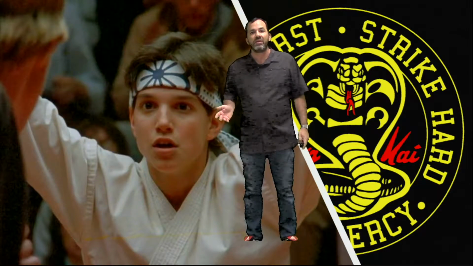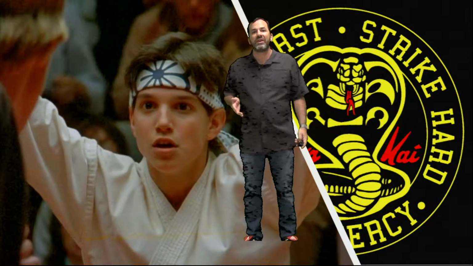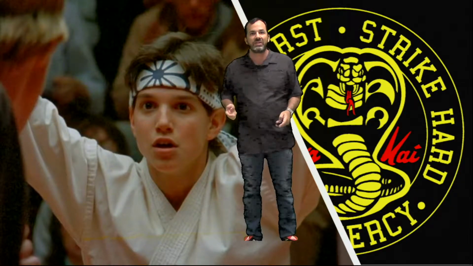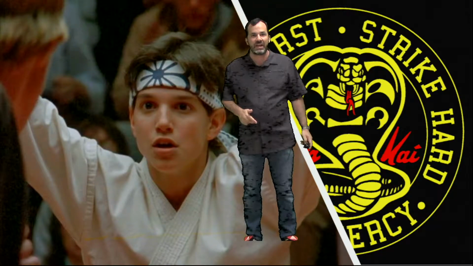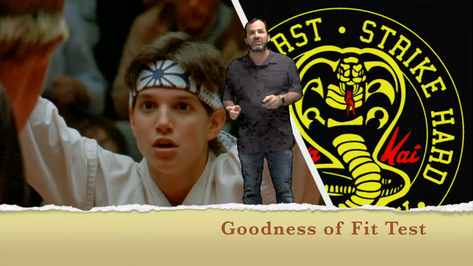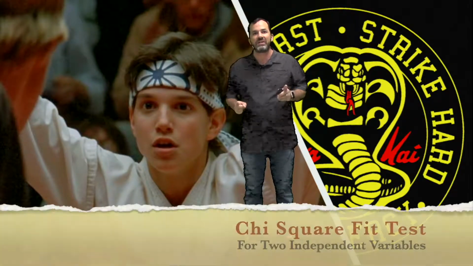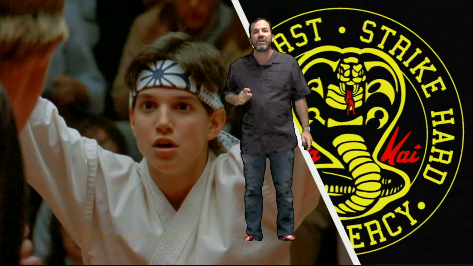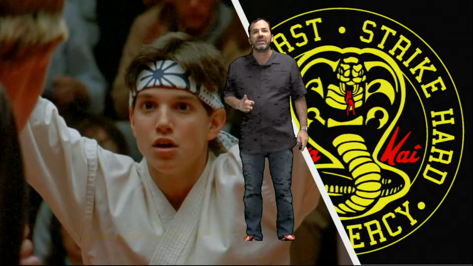In ANOVA, we have two or more group means, averages, that we want to compare. In an ANOVA, one variable must be categorical and the other must be continuous. Chi-square test is used to compare categorical variables. There are two types of chi-square test. The goodness of fit test, which determines if a sample matches the population, and a chi-square test for two independent variables, which is used to compare two variables in a contingency table to check if the data fits.